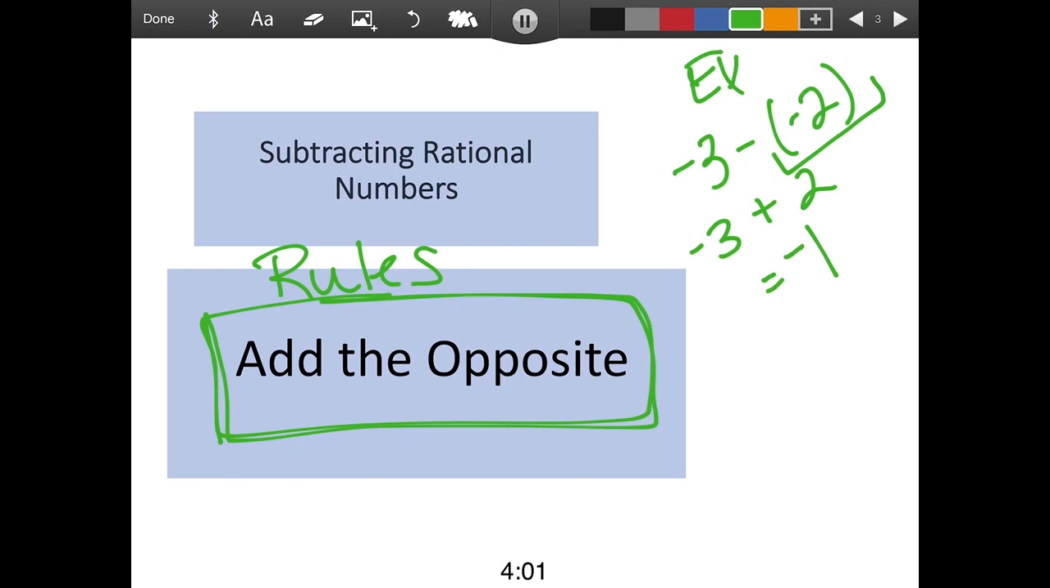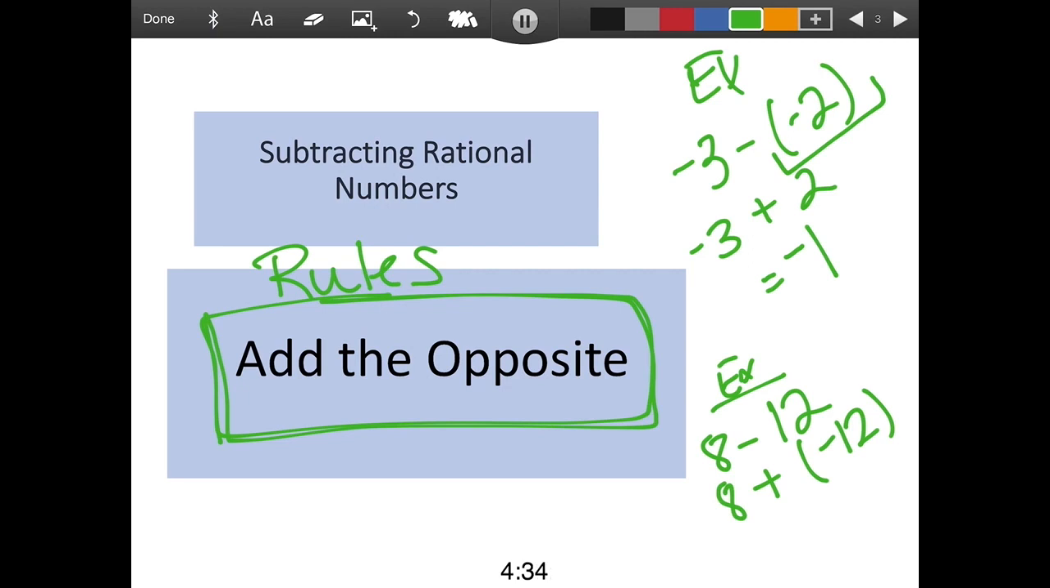Let's look at one more quick example problem. Let's say we have 8 minus 12. So again, we're going to look back at our rule, add the opposite. First number stays the same. Minus sign changes to a plus. Second number, 12, is going to change to its opposite. What is the opposite of 12? -12.